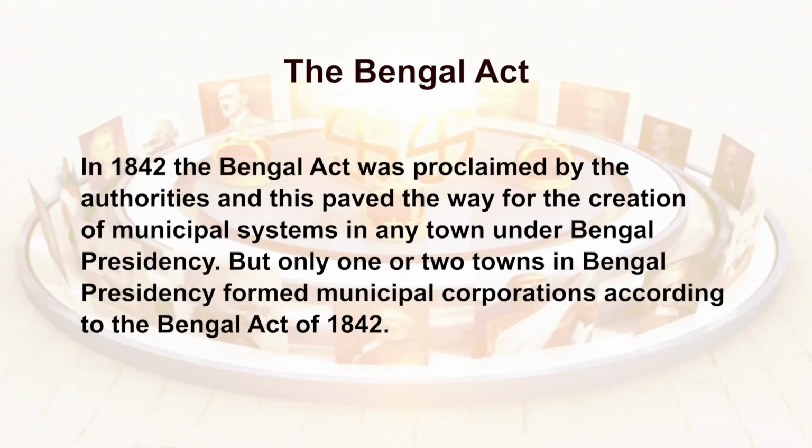In these metropolitan cities of Madras, Calcutta and Bombay, the system was slightly changed: instead of 12 aldermen, it was now composed of a mayor and 9 aldermen. This continued for some time, but this was specifically for some kind of municipal system. But in 1842, the Bengal Act of 1842 was proclaimed by the authorities, and this paved the way for creation of municipal systems in any towns under Bengal presidency.